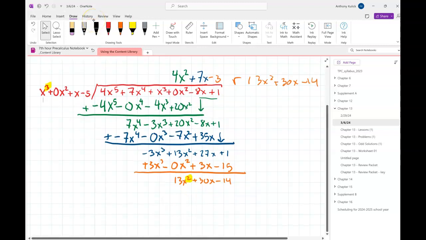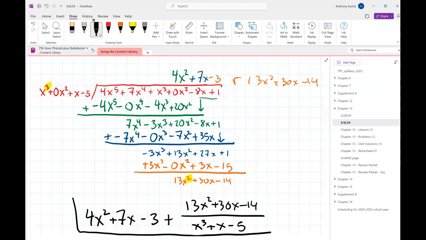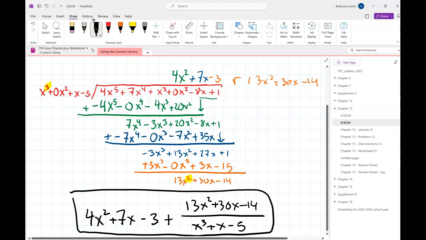So we'd write our final answer as the quotient plus the remainder over the divisor. And that's how we'd write our final answer.